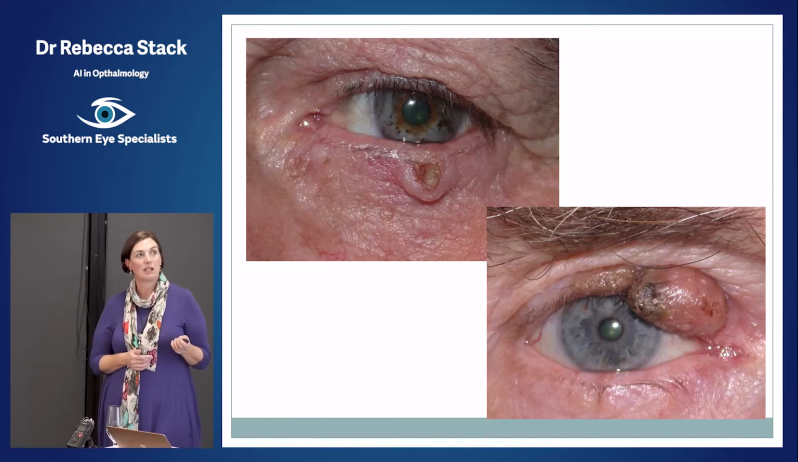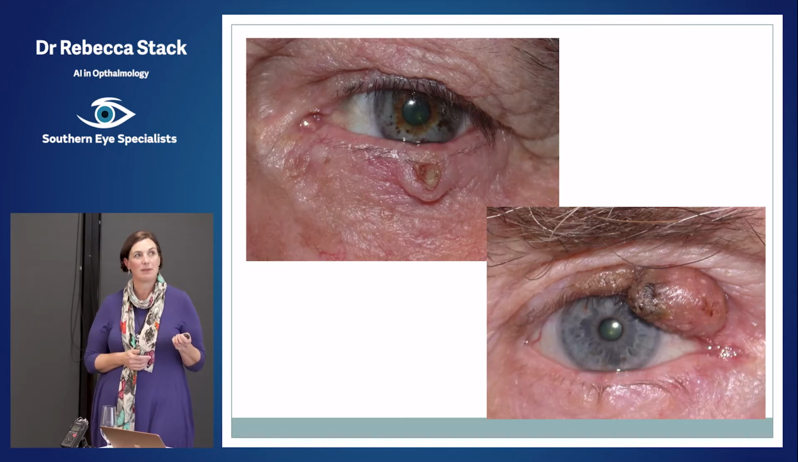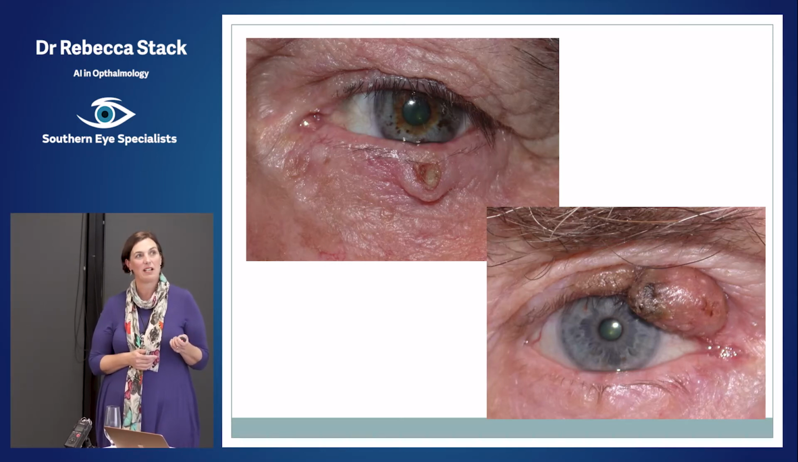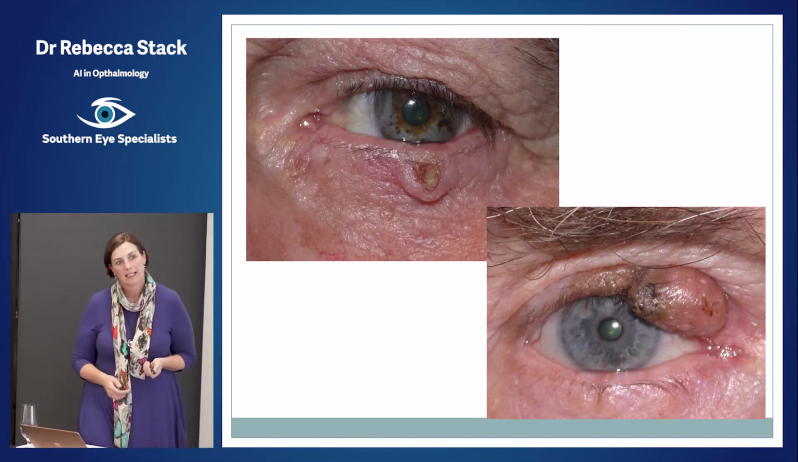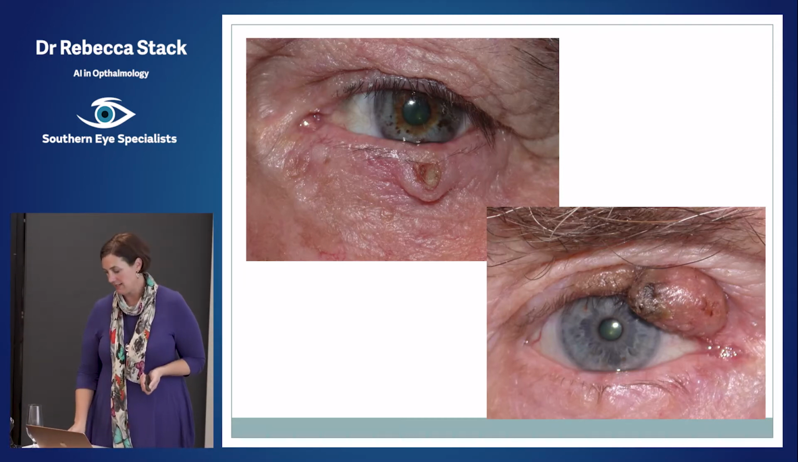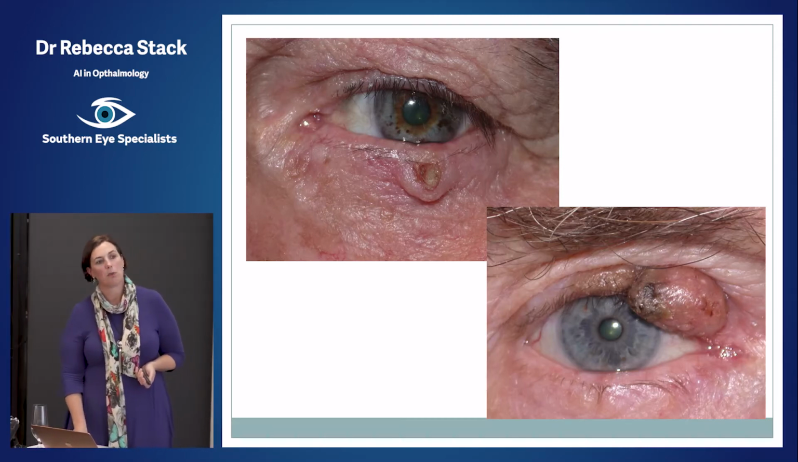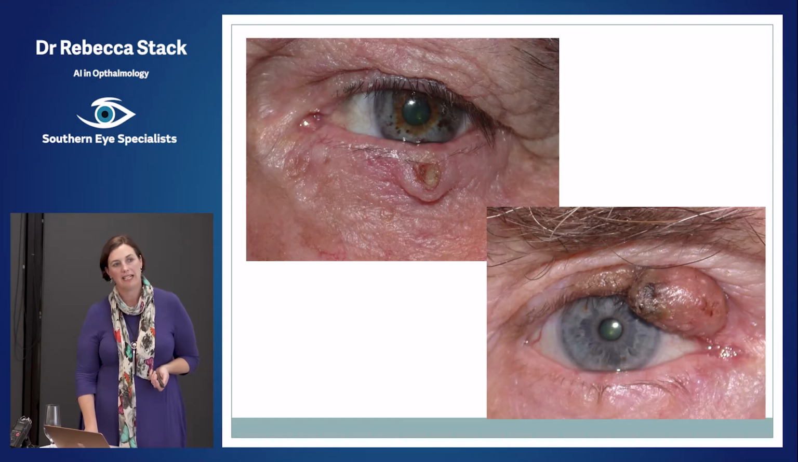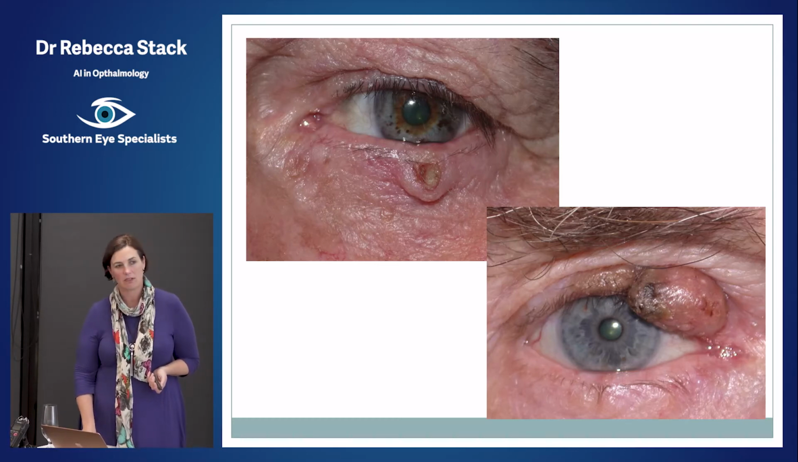But this is a squamous cell carcinoma. So this needs to be taken out and it needs a good margin. So this patient's going to lose most of their eyelid. This is clearly nasty and something that we're going to be worried about. Rapidly growing, bleeds, destroyed the lid margin. It's not hard.